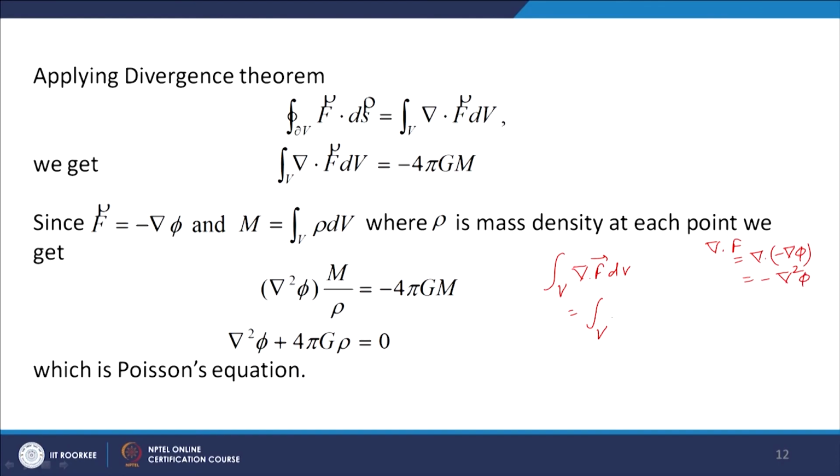So, we will get here minus del square phi into dV, and this will be equal to minus del square phi into the integral over V of dV, and this is volume. This volume is equal to m over rho. So, we get minus del square phi into m by rho equal to minus 4 pi gm, and so we get del square phi equal to 4 pi g rho, which is the Poisson's equation.